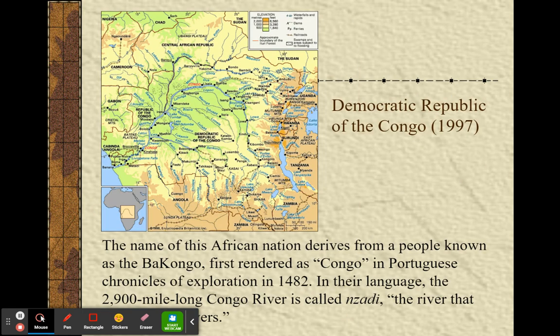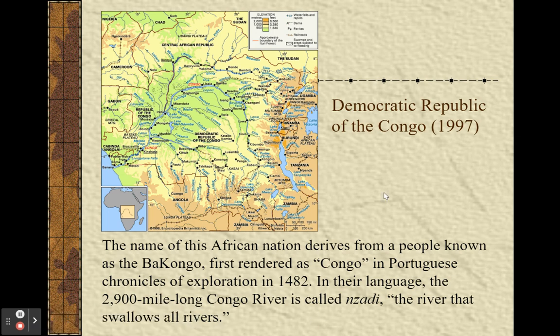And I'm going to go through this really quick because this is just a little bit of background. The name of this African nation derives from a people known as the Ba-Congo, first rendered as Congo in Portuguese chronicles of exploration in 1482. In their language, the 2,900-mile-long Congo River is called the Nzadi, the river that swallows all rivers. So if you remember how long we said it was, 1,600 miles, I would imagine it would swallow all rivers.